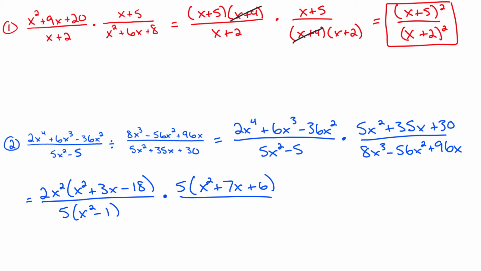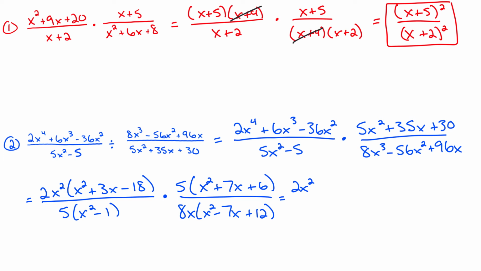And then the very last part, bottom right, 8x cubed minus 56x squared plus 96x. Those are all divisible by 8 and x. And that'll leave me with x squared minus 7x plus 96 divided by 8 is 12. All right, did GCF. Now I got to do the other factoring techniques.